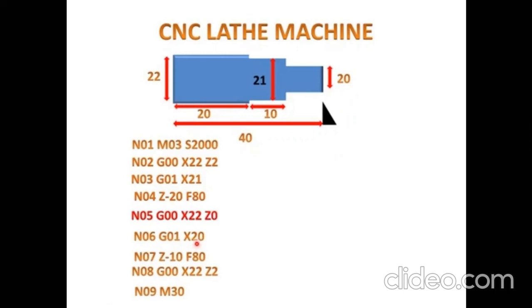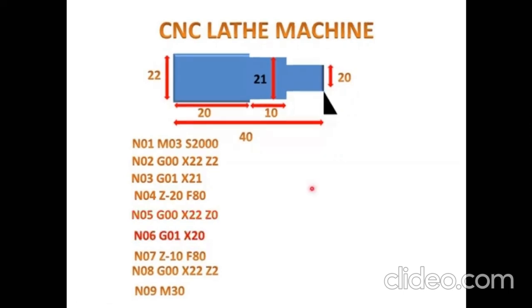Now on the next line, N06 represents the next sequence number. Again, we have to carry out the linear interpolation, the machining operation, the turning operation. So we are providing linear interpolation, which is represented by G01. With G01, we have to cover the X distance. How much is it? It is 20. X is in the upward direction, so we have to cover 20. So X20 linear interpolation.